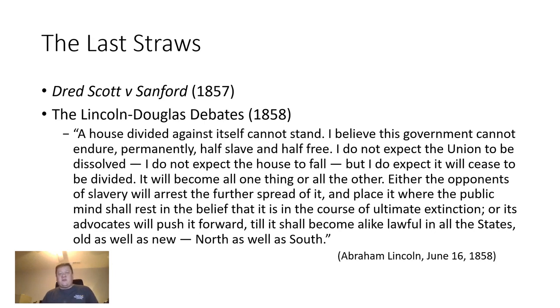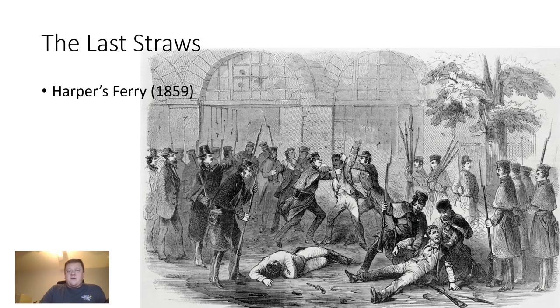So Southerners are pointing to Lincoln as an extremist here, saying this guy is an apocalyptic nut job. He is prophesying the end of the country, prophesying the destruction of the country. That's not good. And then we start to see open violence breaking out in places like Harper's Ferry in 1859.